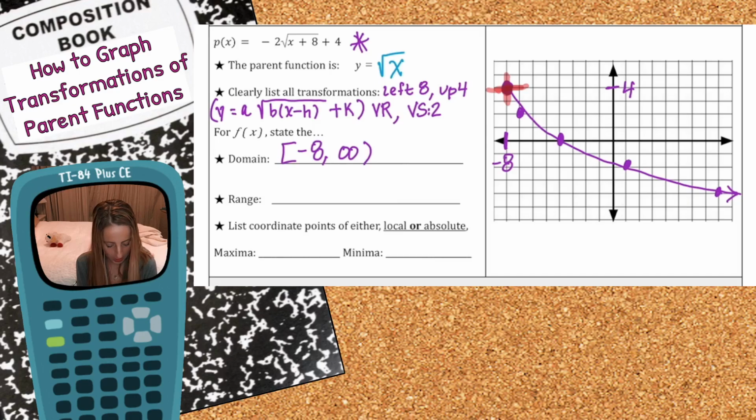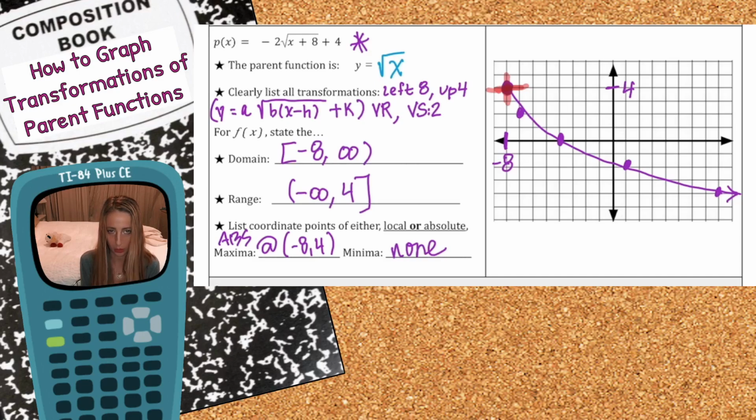And my range goes from bottom to top. The bottom goes from -infinity, it's down forever, until +4, and again, the 4 is included. Now there is an absolute maximum point at, we're going to give the coordinate, -8, 4, and no absolute or local minimum in this graph because it goes down forever. That is the end of this example.